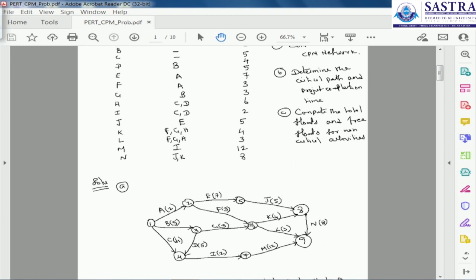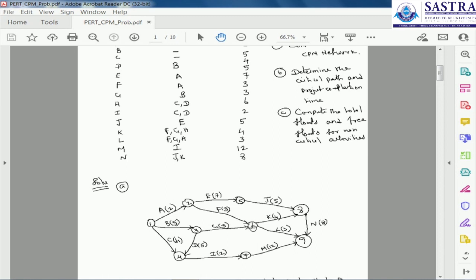Then we have activity G, which comes from predecessor B. So we start from B, from the third node to the sixth node, and the duration is G of 3.